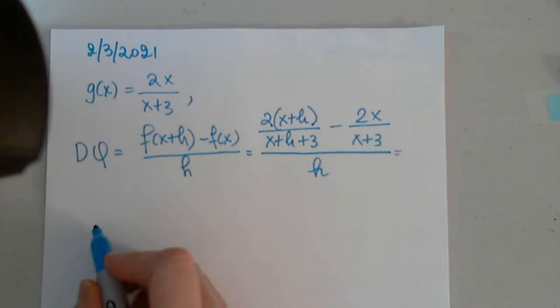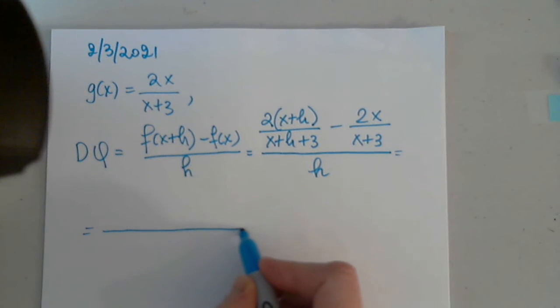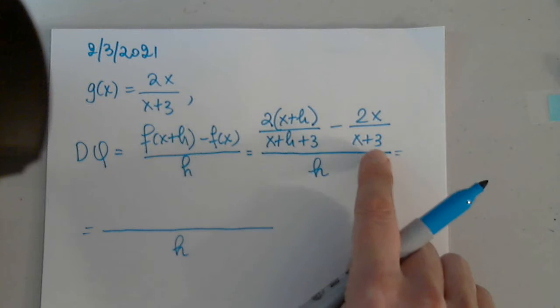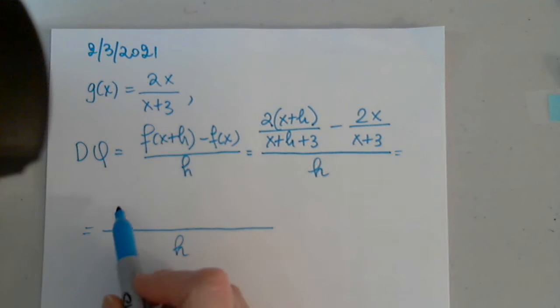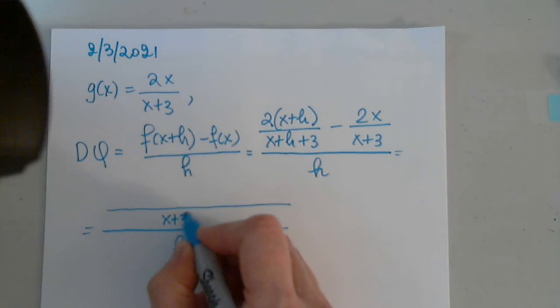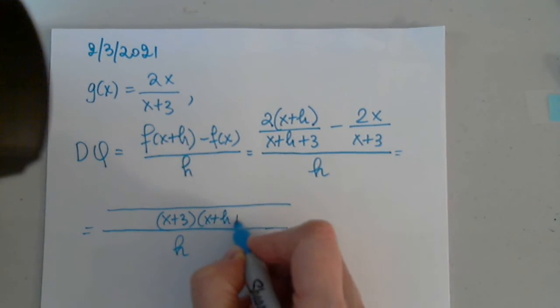Okay, at this point, we have to find the least common denominator. Can anyone volunteer the least common denominator? X plus h plus 3 times x plus 3. Right, these two have nothing in common, so they are two different factors, and we have to write them side by side: x plus 3, x plus h plus 3.